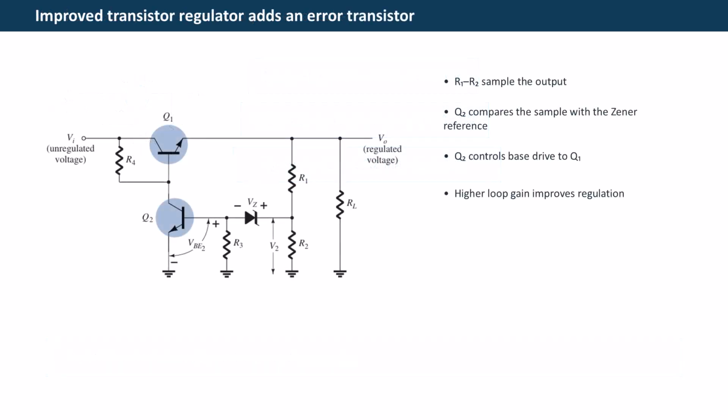The improved circuit separates comparison from the pass transistor. The divider samples the output, Q2 compares it with the reference, and Q2 controls the drive available to Q1. The increased loop gain improves line and load regulation.